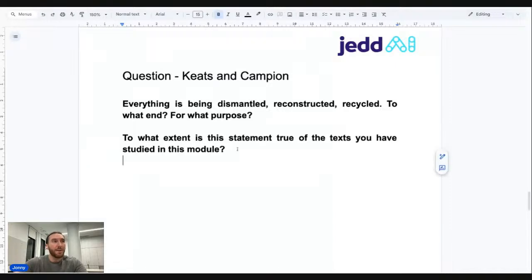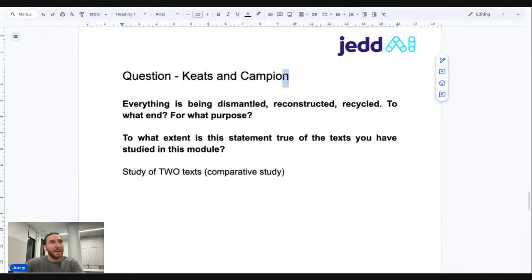So this is about a comparative study. This is a study of two texts, which is obviously a comparative study. And that's why it's talking about ideas being dismantled, reconstructed, recycled. If you recycle something, there must be two things involved because something's happening again. So here we're talking about Keats's poetry, and then Campion's film Bright Star. So you've got poetry, and then you get a film that's created in relation to that poetry. So there are our two texts.